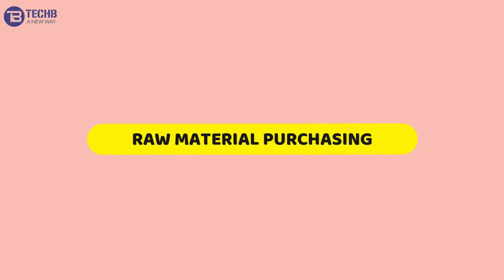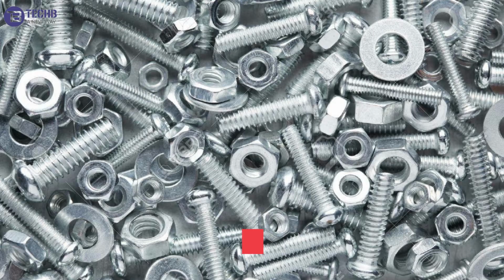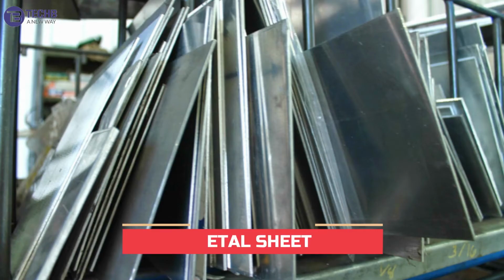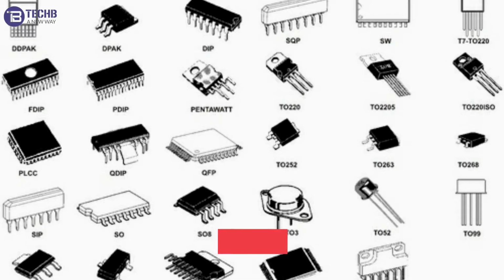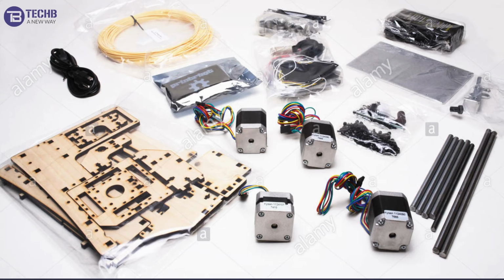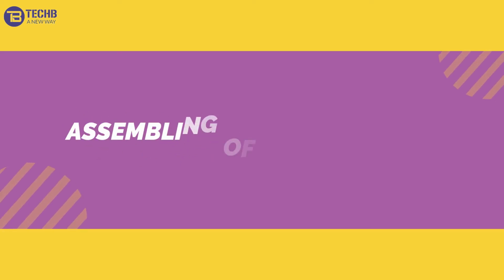The second stage of our process is purchasing of raw material. Purchasing of raw material like nuts and bolts, metal sheets, mechanical components, and the last one is electronic components. So now, as we purchase the raw material, the third process of making the raw material to bring the final process for the printers: assembling of raw material.